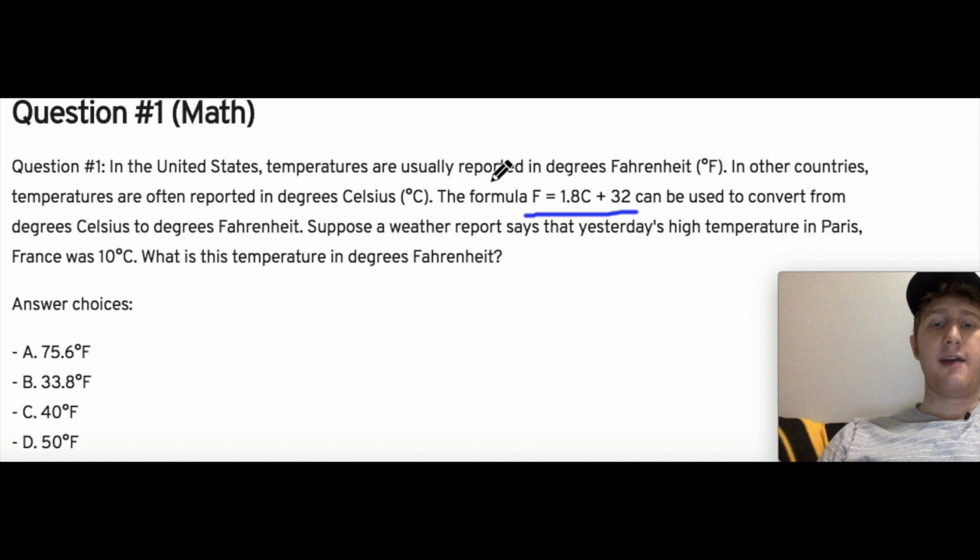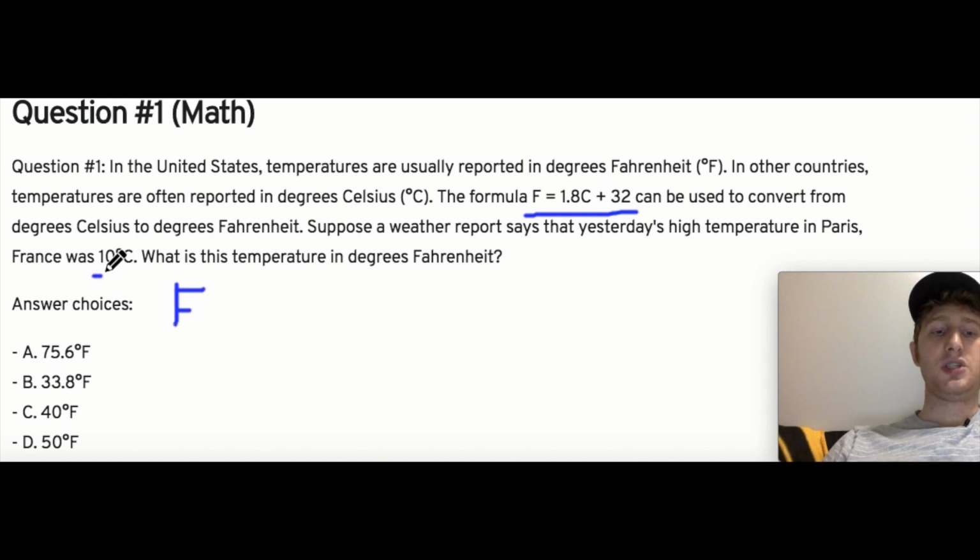And we have this formula right here, and the first way to solve a temperature conversion question is to just use the formula. You just take the temperature in Celsius, so we have 10 degrees Celsius, and you're going to go up into the formula, and where you see this C right here, you're going to replace that with a 10. And so this will become 1.8 times 10 plus 32.